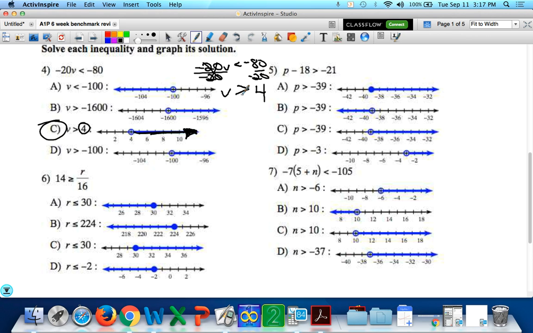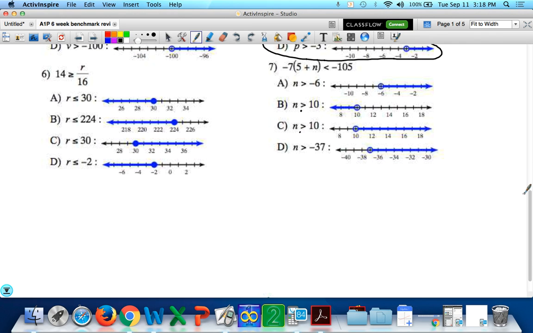For this set, for number 5, we're going to add 18 to both sides. That does not flip our sign. And we get p is greater than -3. Oops, circling the wrong one here. Okay. Also, just double check it's arrowed the right way. And I say double check because you'll notice on a problem like number 7, we had 2 with the same answer.